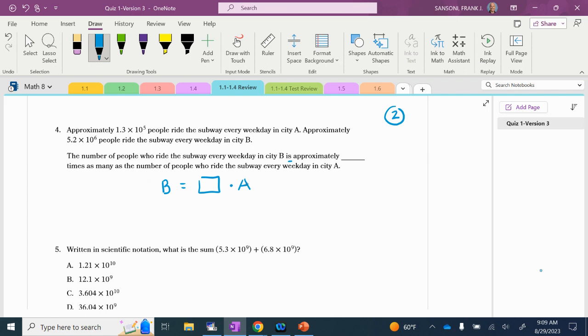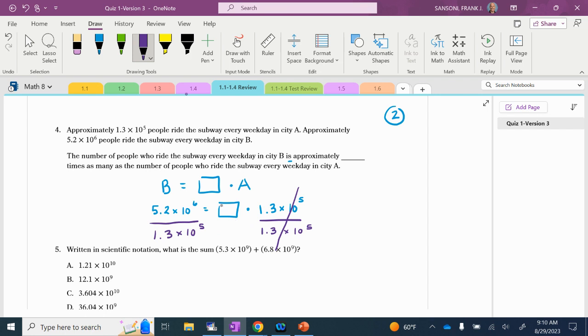So what's the number for City B? 5.2 times 10 to the 6th. So 5.2 times 10 to the 6th equals how many times the number of people that ride the subway in City A. What's City A? What's that number in scientific notation? 1.3 times 10 to the 5th. So if I want to solve for my unknown factor, what do I do with these two numbers? I divide, right? So I take the big number and I divide by the small number. So I'm going to get this little box by itself, so these cancel out. So I'm left with my unknown factor.